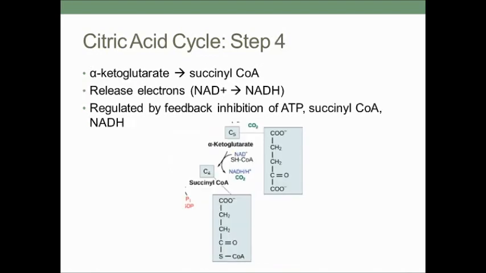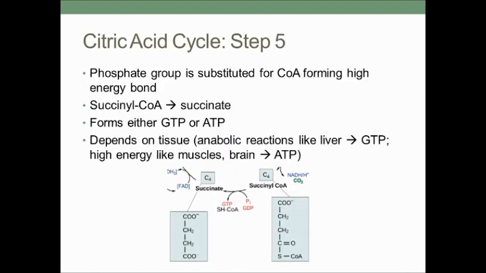In step 4, alpha-ketoglutarate will become succinyl-CoA. This step also releases electrons by the reduction of NAD into NADH. And this is also regulated by feedback inhibition of ATP, succinyl-CoA, and NADH. If there's too much of any of those substances, this step won't happen.